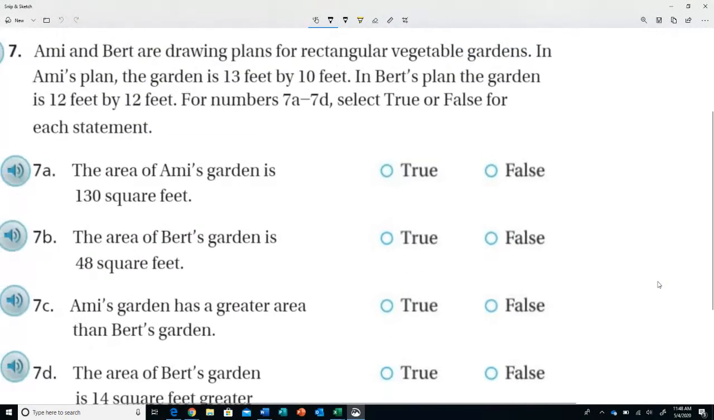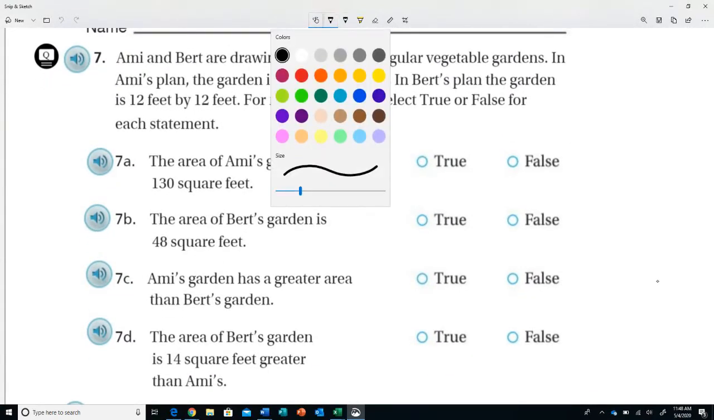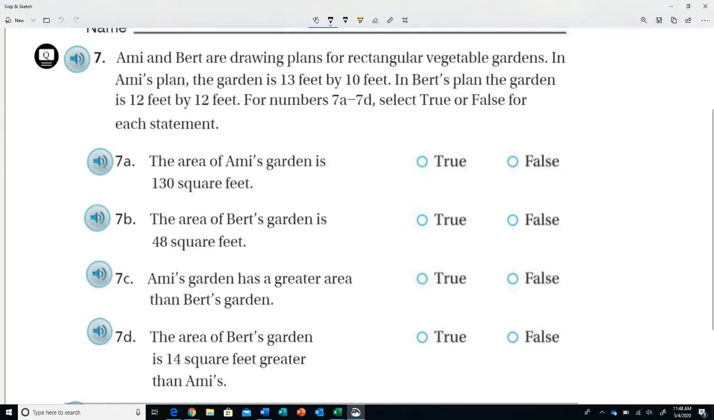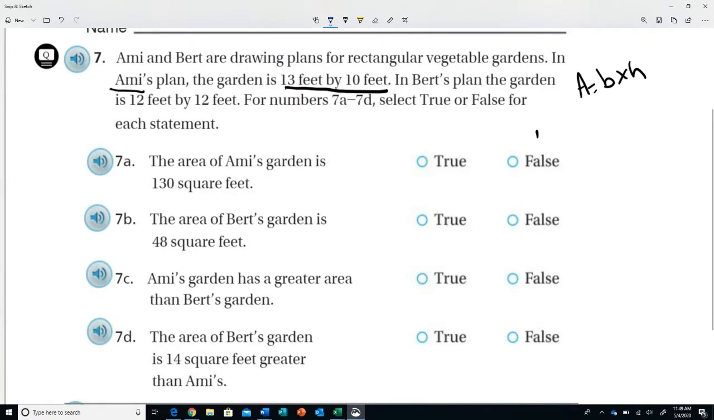And let's get started. So I hope by now you've heard me say enough times that area is equal to the base times the height. And you should get in the habit of writing that down so that you start training your brain to remember what the formula is. And I'm going to put Amy in black here. Her garden is 13 feet by 10 feet. And I will put Bert's plan in blue so I can separate my gardens.